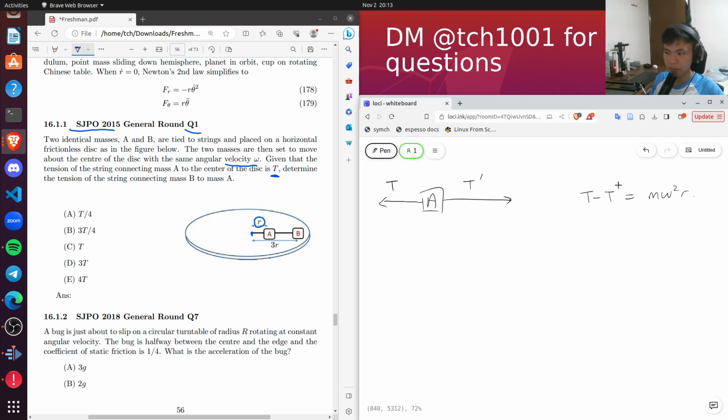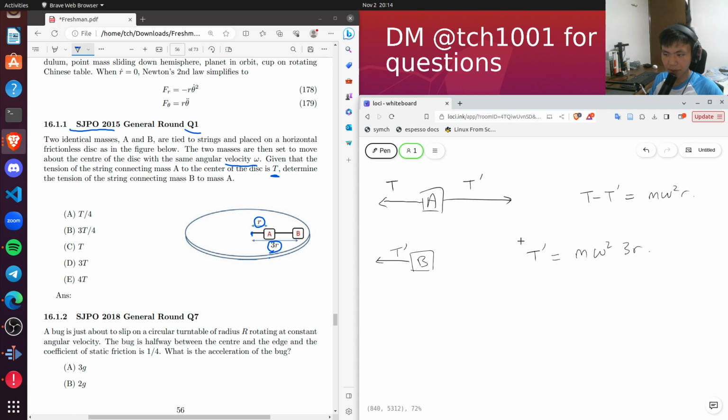Now let's consider the free body diagram of B. B only has T prime acting towards the left, so the net force acting on B is T prime, taking towards the center as positive. This equals the same mass m times the same angular velocity omega squared, but this time the radius is different. This time the radius is 3r instead of r.